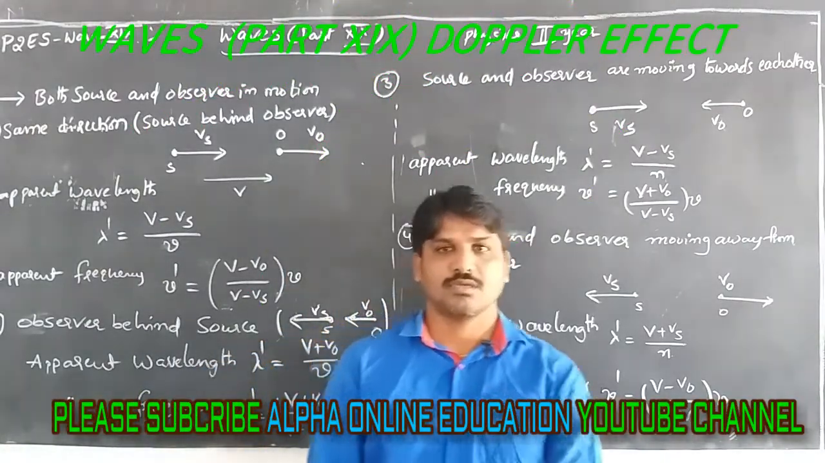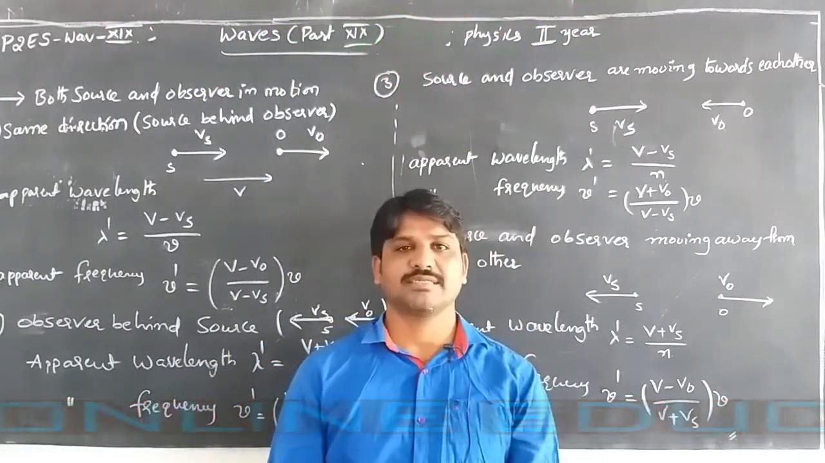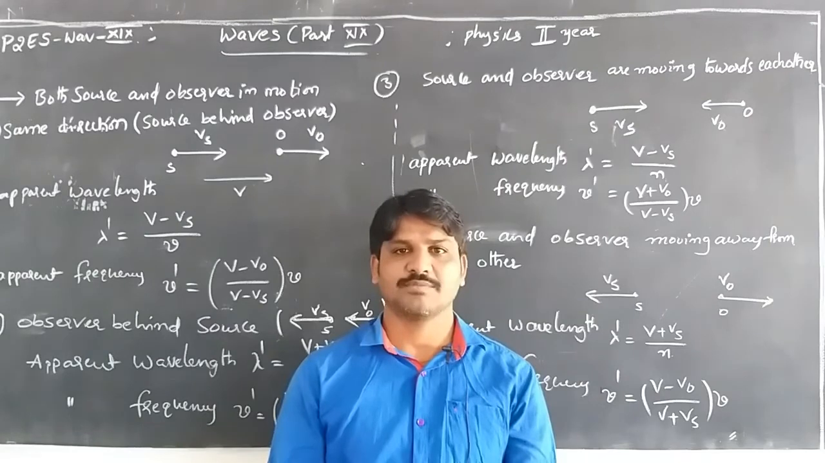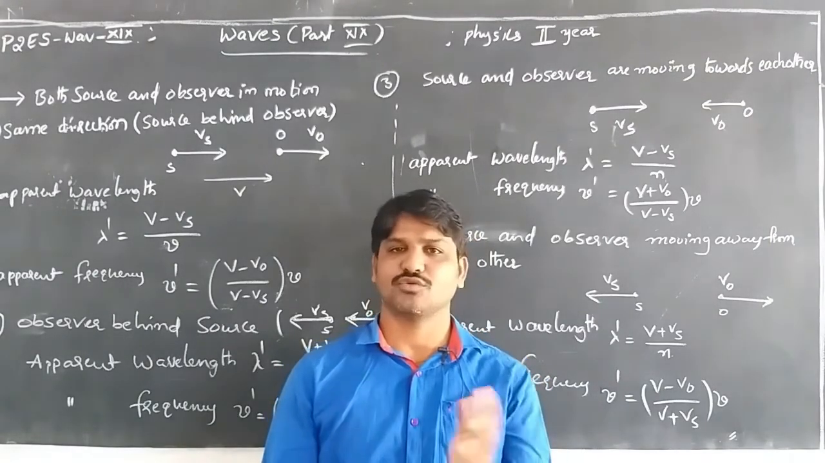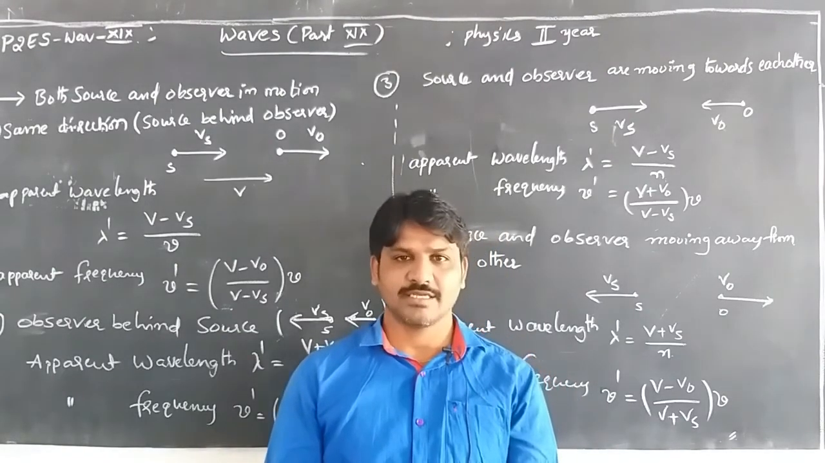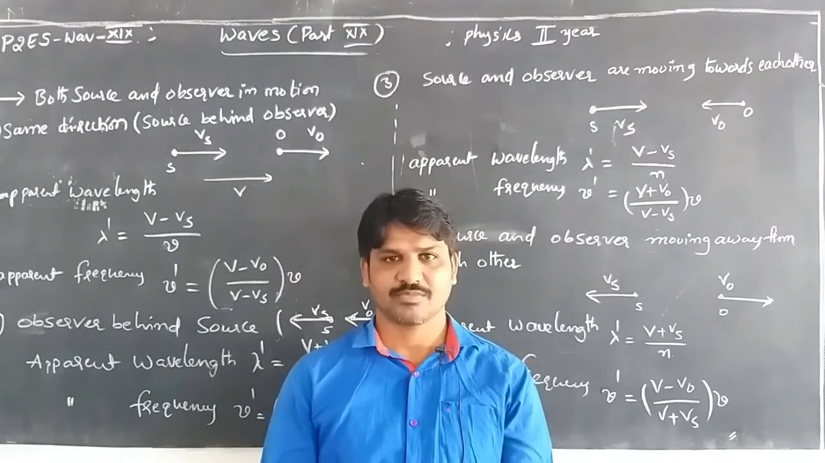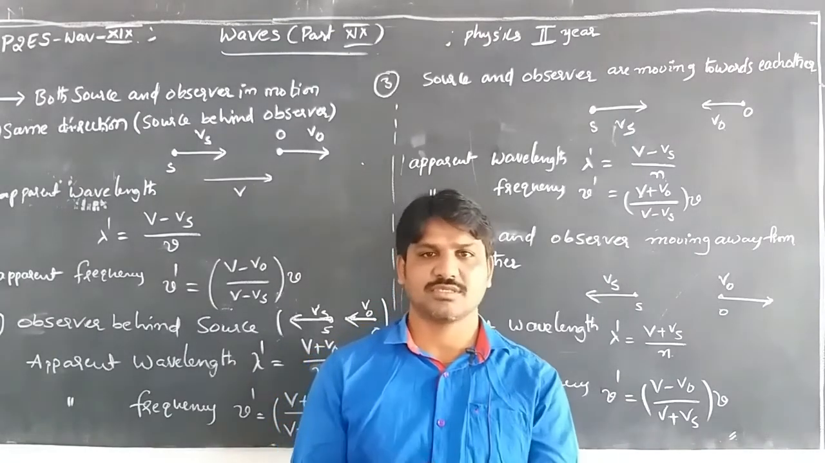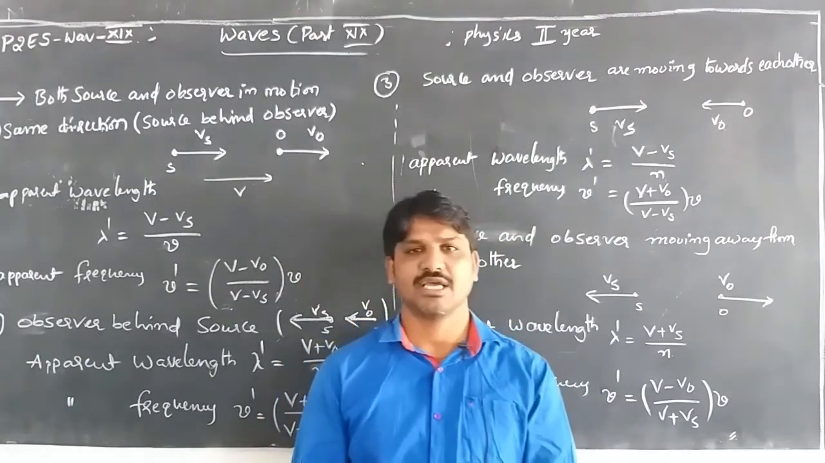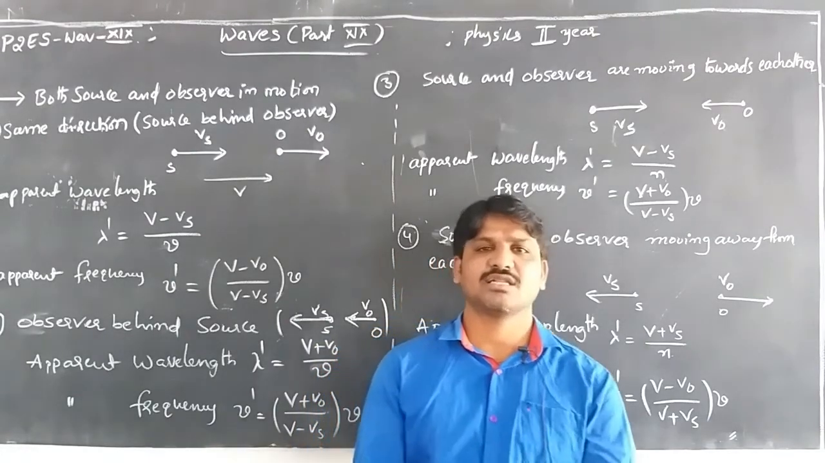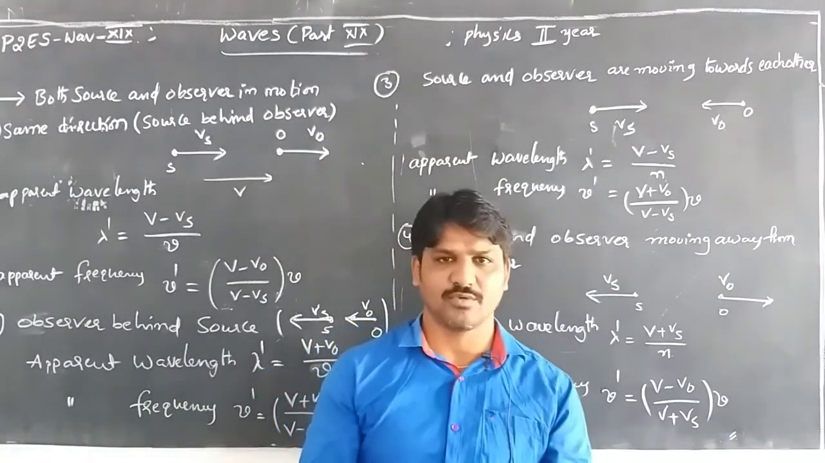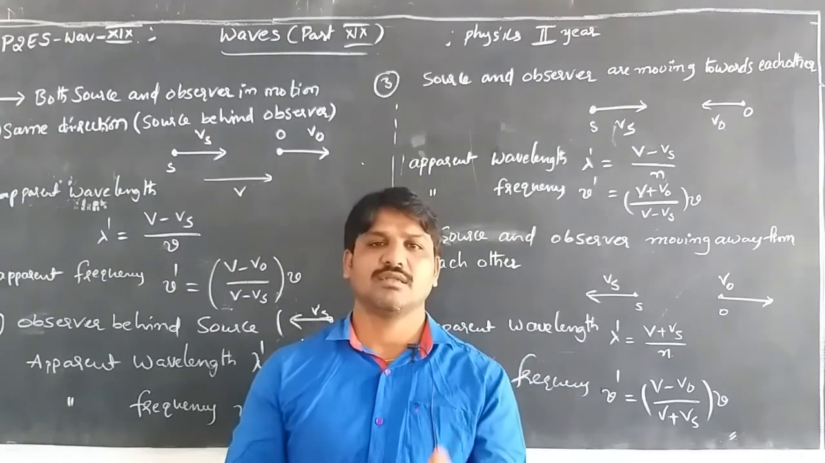Hello everyone. In the previous video we discussed the Doppler effect: when the source is in motion and the observer is at rest, with the source moving towards and away from the observer, as well as when the observer is in motion and the source is at rest, with the observer moving towards and away from the source. We derived the equations for the apparent wavelength and apparent frequency. We also discussed method 1 and method 2 earlier. In old textbooks we have method number 1, and in the new textbooks we have method number 2.